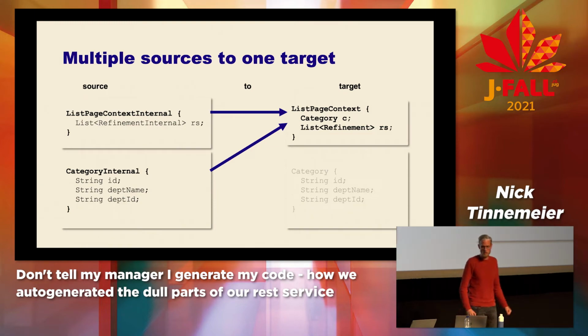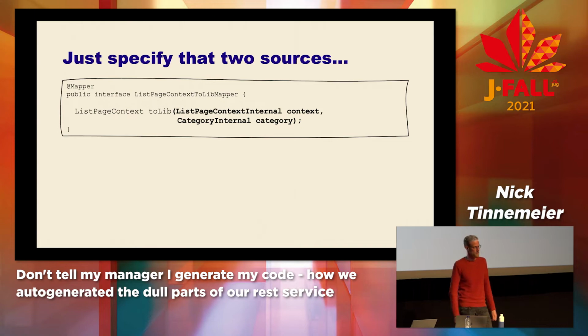And what about mapping multiple sources to one target? So in this case we have a list page context which has the refinements the user selected, and we have the category which is fetched from a different service. And those need to be combined in the library into one list page context, which has both the category and the refinements. So how does that work? Can MapStruct deal with it?